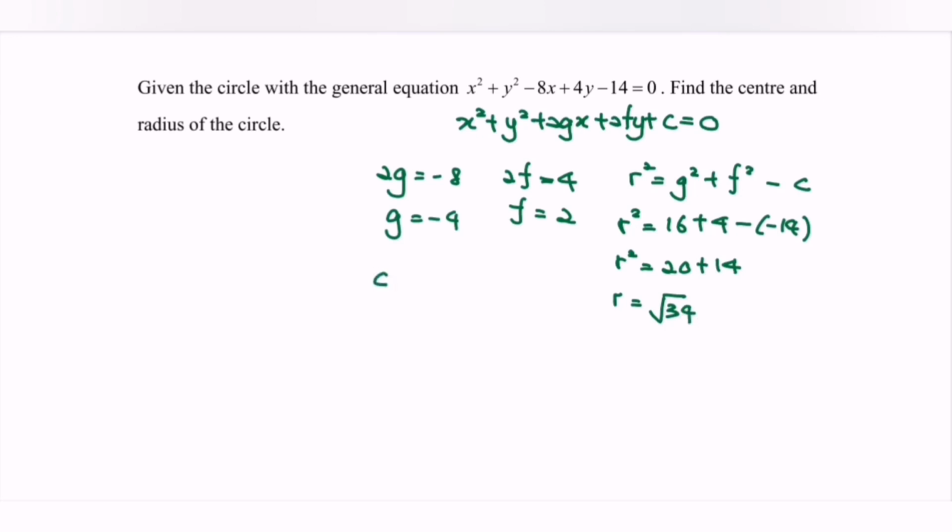Next, for the center, we have negative g, negative f. So the center will be 4, negative 2.